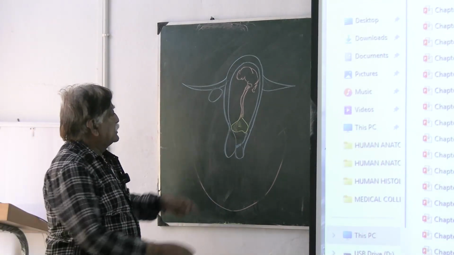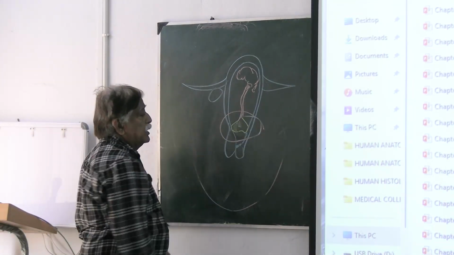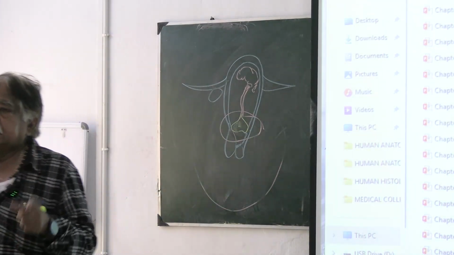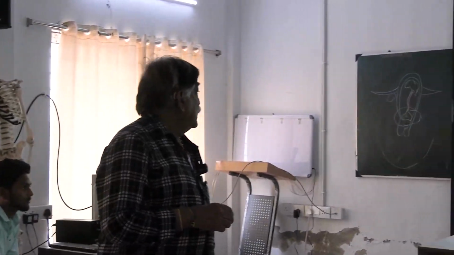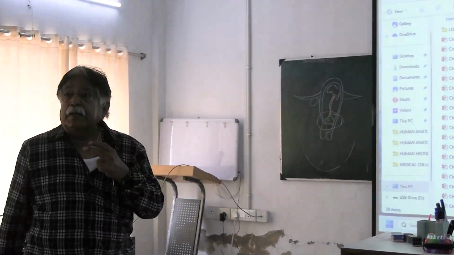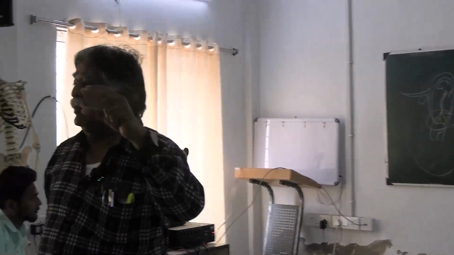Now this location on the internal os, in the margin of the internal os, that is placenta previa. Now that indicates that as the embryo grows into a full-term baby, then what happens?